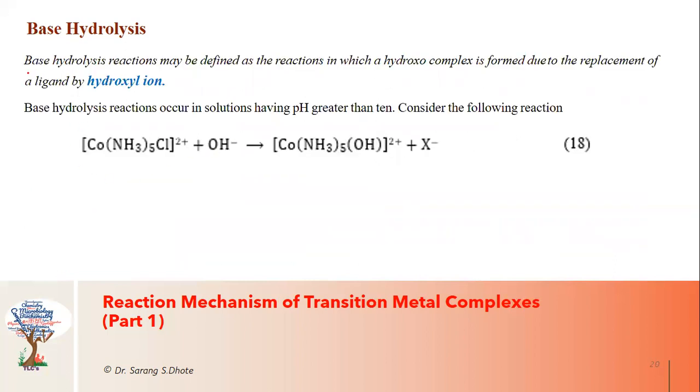दूसरा देखते हैं base hydrolysis. Base hydrolysis में क्या होता है? The ligand जो होगा it is replaced by hydroxyl ion, that is OH minus ion. अगर कोई ligand replace होता है OH minus ion से तो उसको बोला जाता है base hydrolysis. But यहाँ पर एक condition होती है. Base hydrolysis reaction occurs in a solution having pH greater than 10. pH की condition कितनी होनी चाहिए? It should be greater than 10. तभी आपको यहाँ पर reaction मिल सकती है.